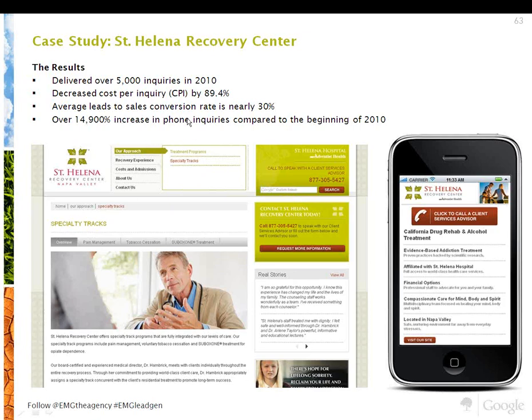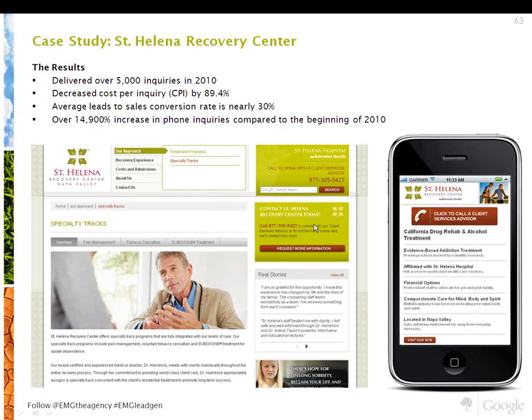Their average leads-to-sales conversion rate is nearly 30%, which is a lot better than what they were doing before. Online has really proven to be a great method, so they're investing a lot more marketing dollars into their online marketing campaigns now. There's been over a 14,900% increase in phone inquiries compared to the beginning of 2010. What we've seen with the medical community is that people are really looking for information. They want to talk to someone live to get more information rather than fill out a form.